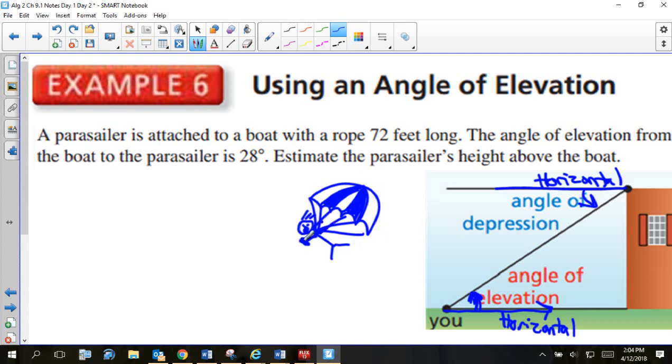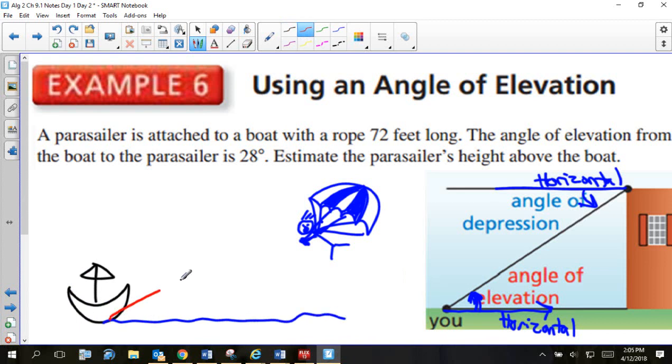Now where's my boat going to go? If you think about what's actually happening, the boat is pulling the parasailer. The boat's got to be down here on the water, because boats float on water. And then attached by a rope.